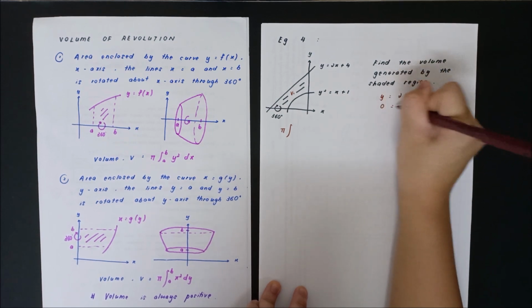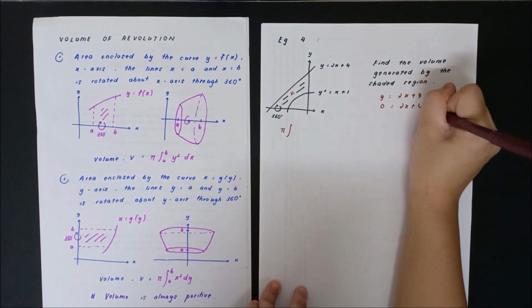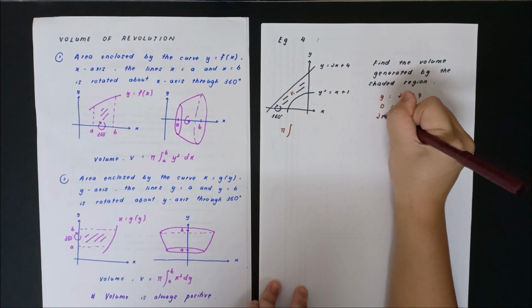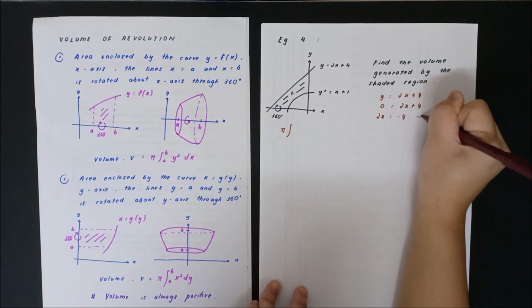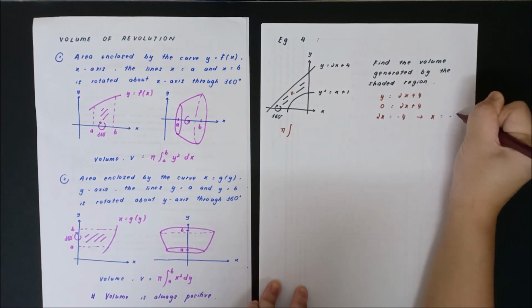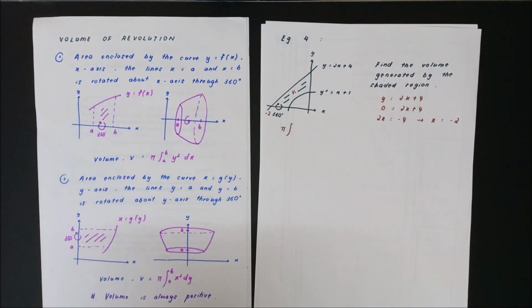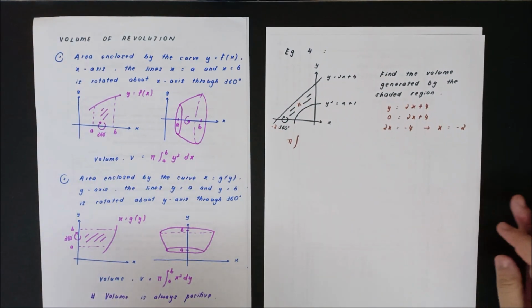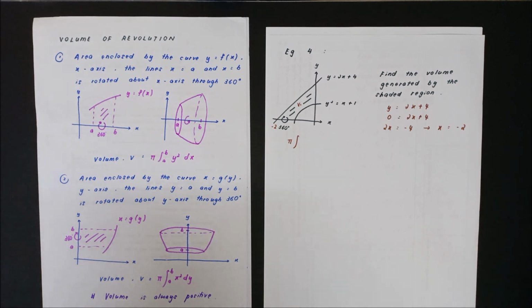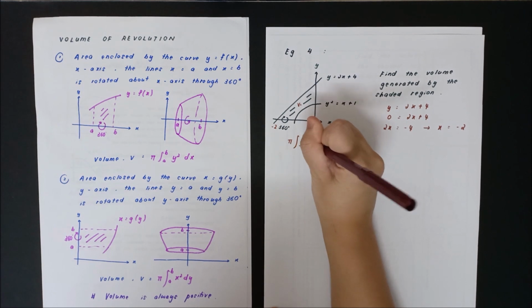Okay, 0, 2x plus 4. So you can get 2x equals -4, which gives you x equals -2. So this is -2. Then for your first one, your limit will be from -2 to 0.